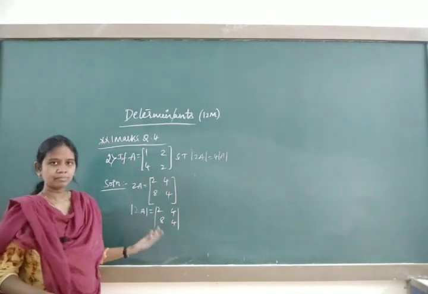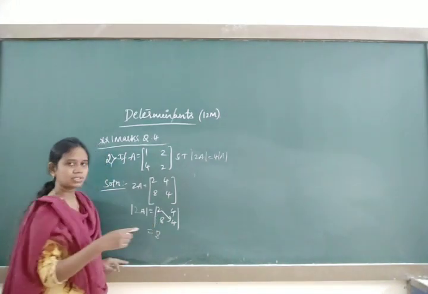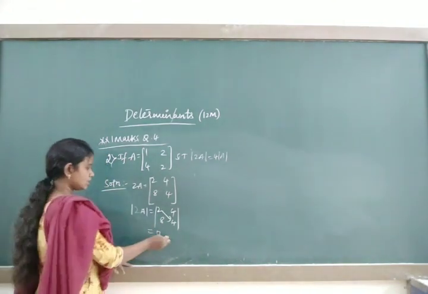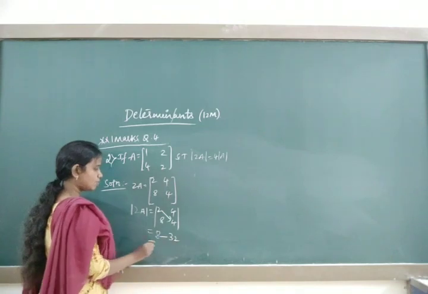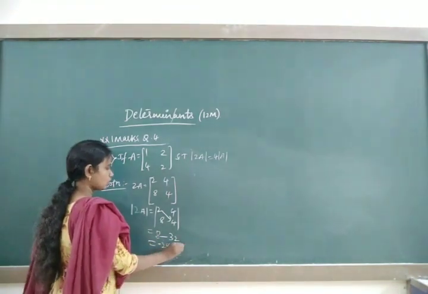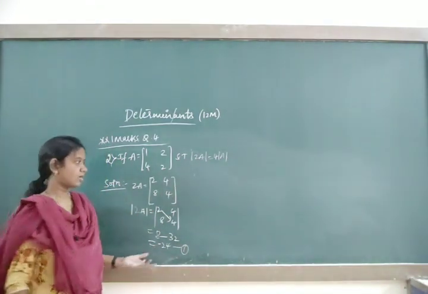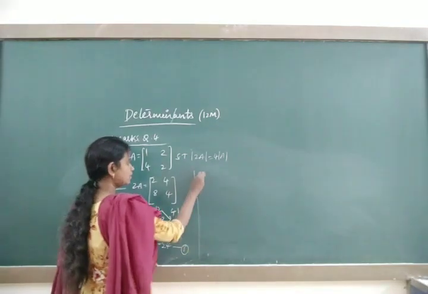You know the expansion: 2 4s are 8, while moving to the secondary diagonal always minus, 4 8s are 32. 8 minus 32 will be minus 24. Call it equation 1, because we will treat that one as LHS. Now coming to the RHS part.